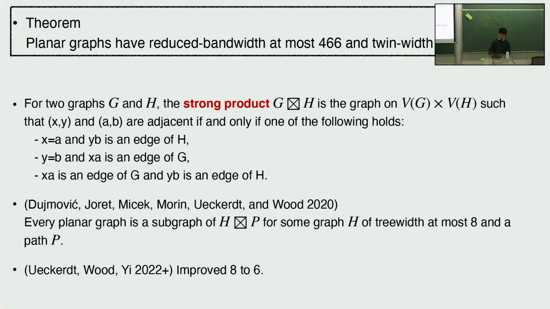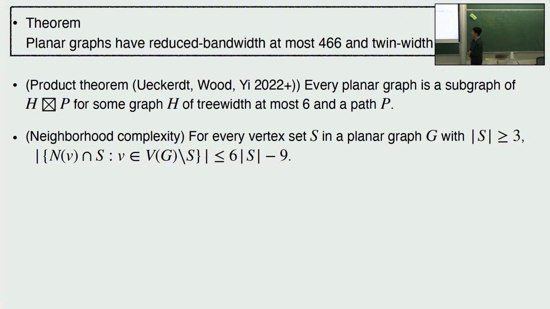Yeah, and we also use the fact about the neighborhood complexity. If you look at the planar graph and any vertex set S, then from the outside, we consider what kind of neighborhoods in S can be realized. So this number is bounded by 6 times the size of S minus 9. Yeah, this is some analysis. I mean, we also proved that this is tight. But I think this is known somewhere, but we couldn't find the proper literature.